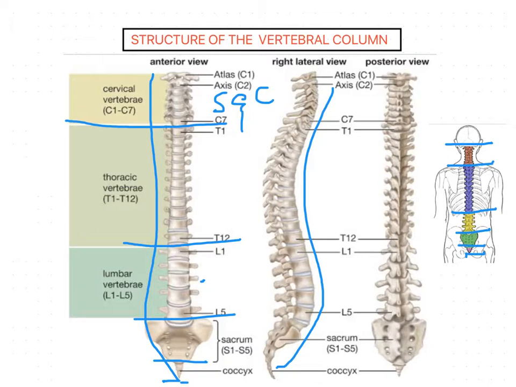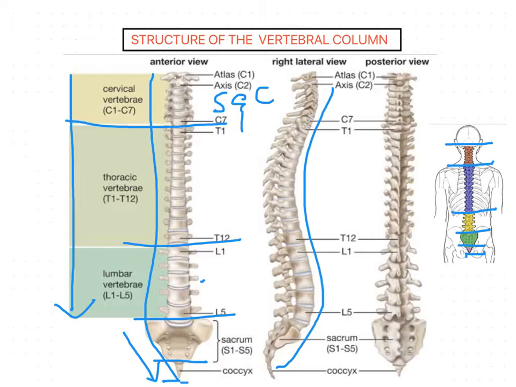If you see the size of the vertebrae from cervical to coccyx, the size of the vertebrae increases from cervical to lumbar region, and then it decreases from sacrum to coccyx. Why is such a thing happening here?